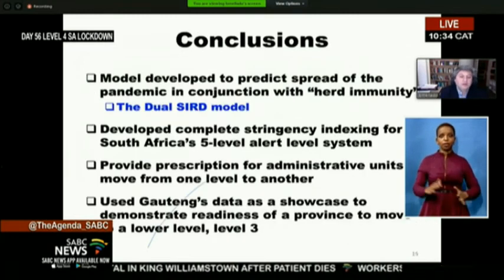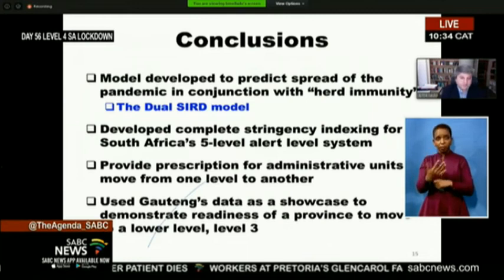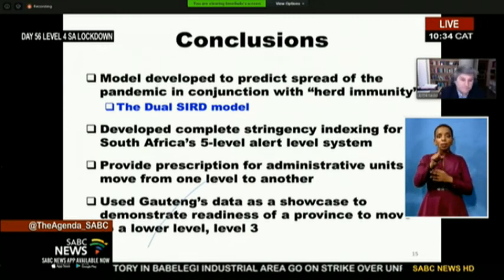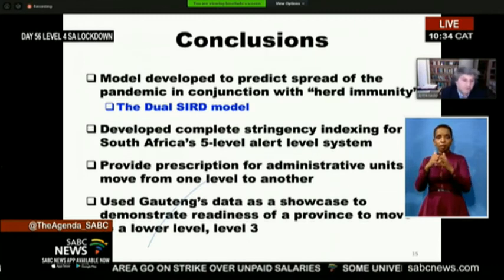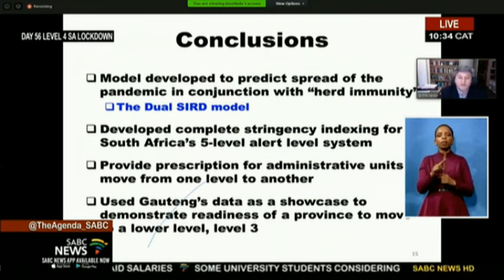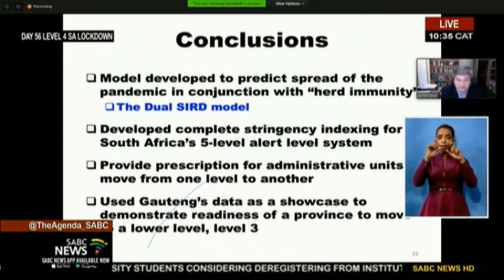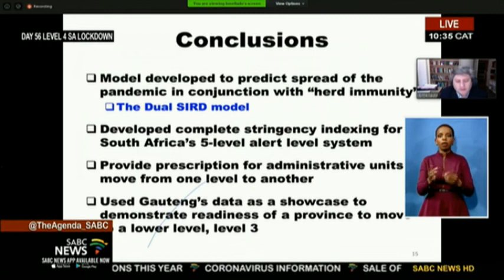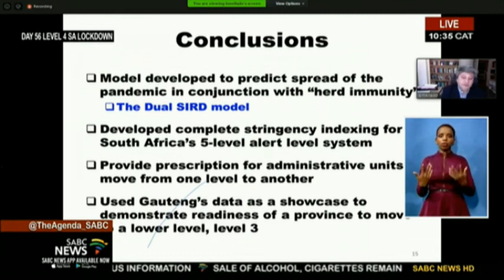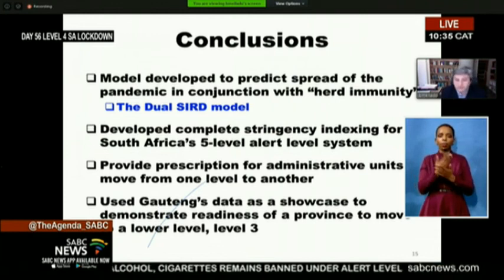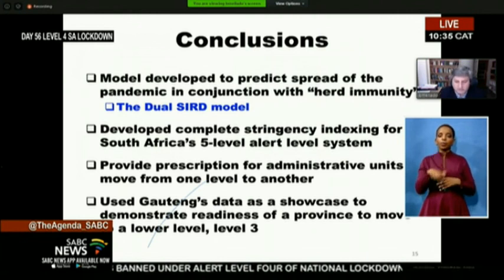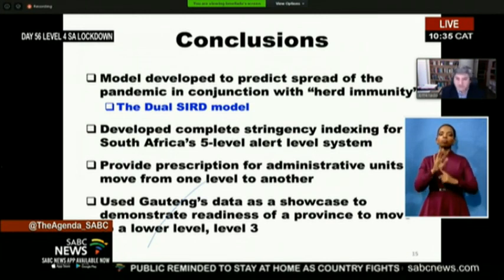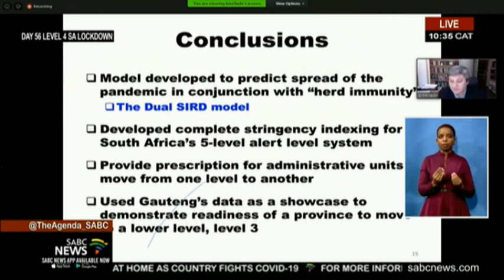We've developed a dual SIRD model that allows us to predict the visible dynamics, the number of cases that the healthcare system sees, but also herd immunity, which is very essential for the future. We've developed a complete stringency index for South Africa's 5-level alert system, which parameterizes the impact of policies on the spread and social distancing. We have a practical recipe for policymakers as to how an administrative unit can move from one level to the other, and we've used Gauteng as a showcase. We're working with clinicians of the Gauteng Department of Health to showcase that Gauteng, as per today's numbers and the last 3 weeks, seems to be ready to go to a lower level, level 3. Thank you.